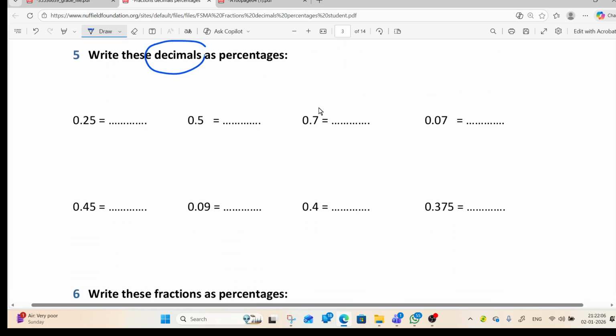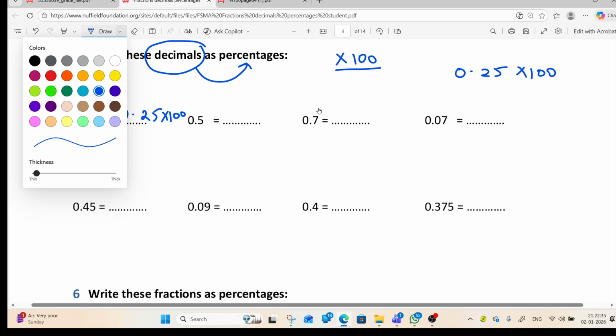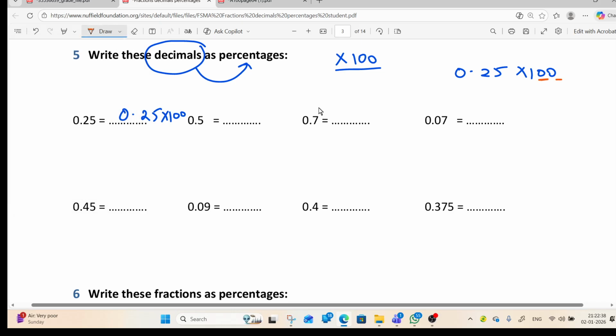So to convert a decimal into a percentage, we multiply it by 100, right? Remember? So what do you need to do here? Times 100. Yes, 0.25 times 100, and you will get 25%. Exactly, 25, because there are two zeros, so you need to move the decimal towards the right by two digits, and you get 25. And then you put the percent sign.